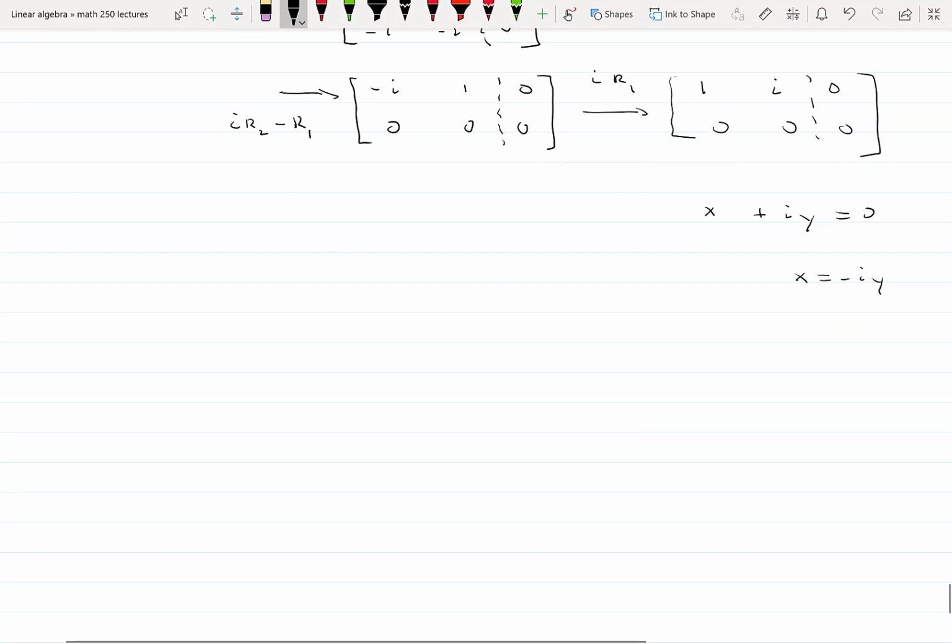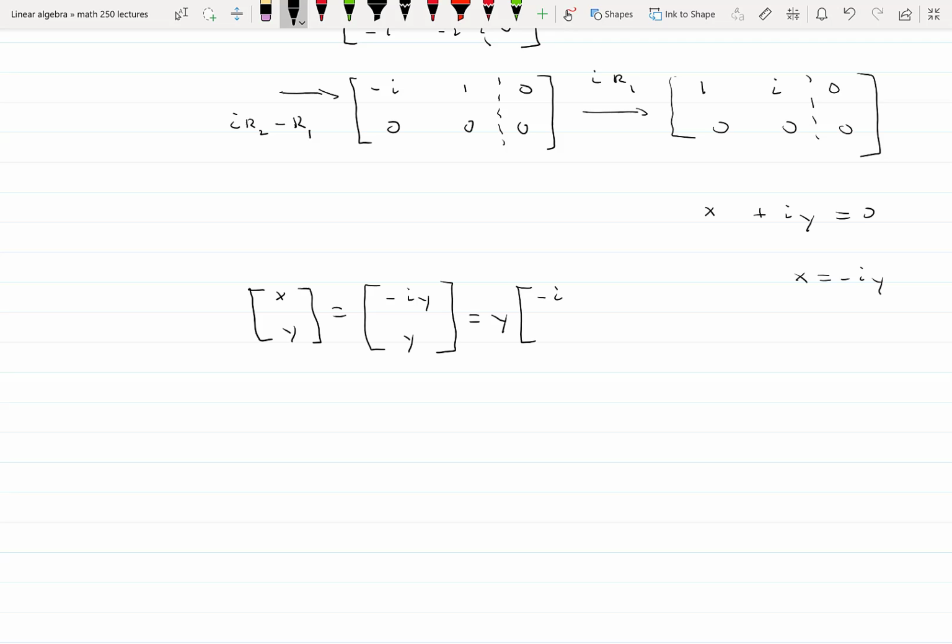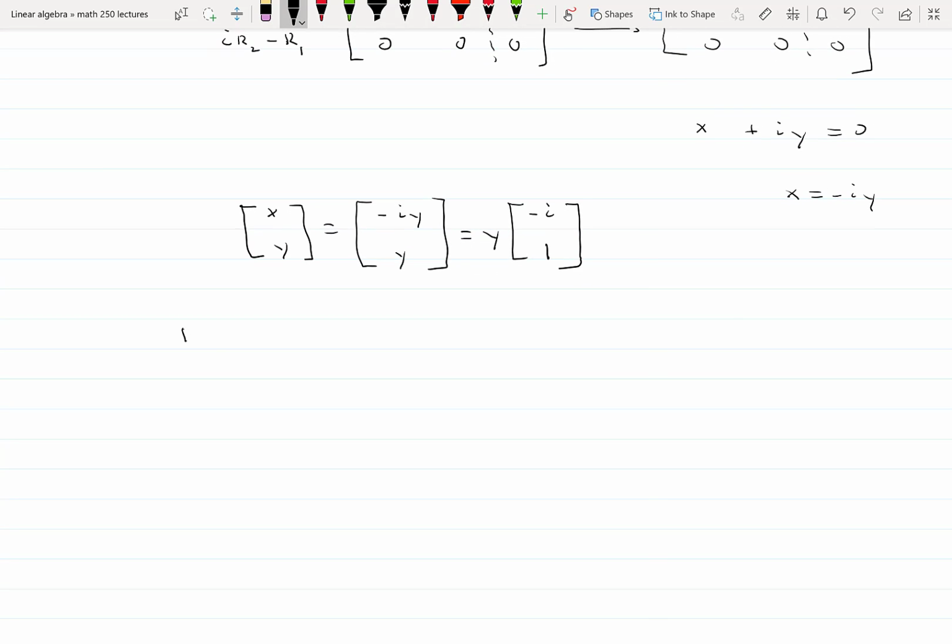So our eigenvectors x and y equal negative iy and y. This time I won't say 0 for the second entry. y times negative i and 1. I wanted to put a 0 there. That's just so weird. Okay. So a basis for the eigenspace corresponding to our conjugate 1 minus i is negative i and 1.